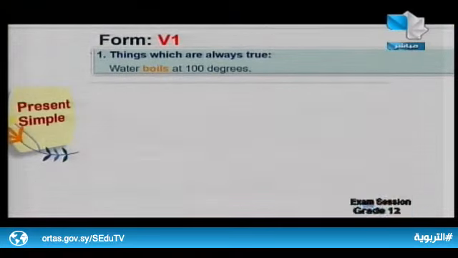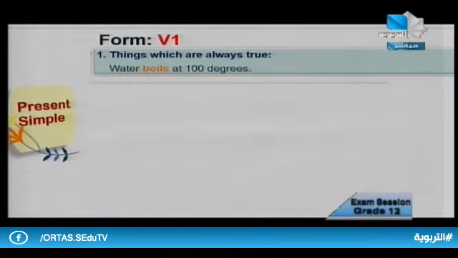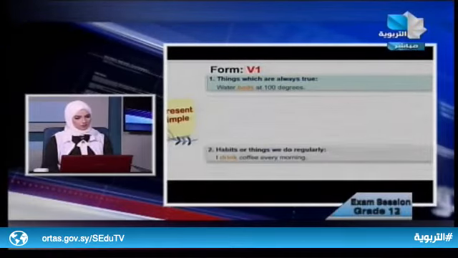Yes, Ms. Wala. You are talking about the present simple, and you said that it has the form of verb 1, the infinitive. Of course, we can add s to the verb if the subject is third person singular: he, she, or it. And here we have the first use. We use it to talk about things which are always true. The example, please, again. The example: water boils at 100 degrees. Here we have 100 degrees centigrade, of course. Boils is verb 1.